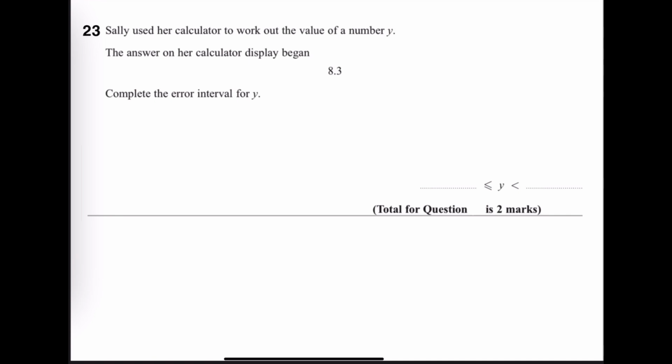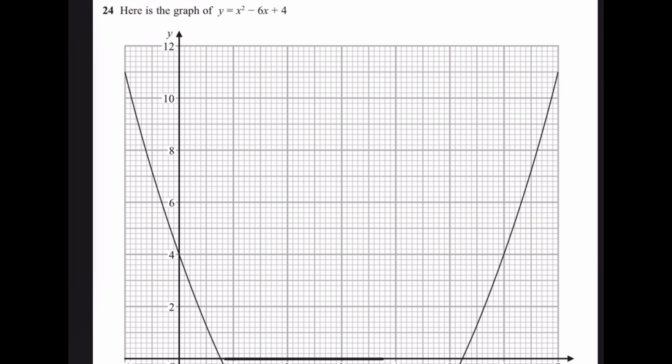23. Sally used her calculator to work out the value of the number y. The answer on her calculator displays begin with 8.3. Complete the error interval of y. And this is 8.3 because it's equal to, so whatever it starts with, and you go up by 0.1, and this is to 8.4.